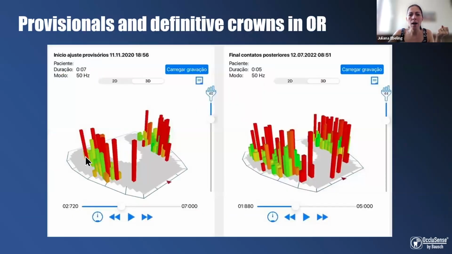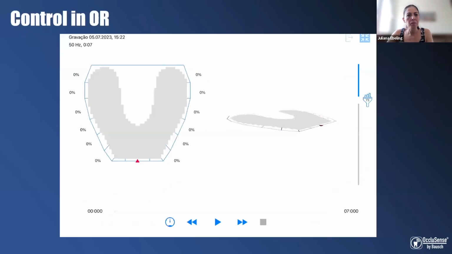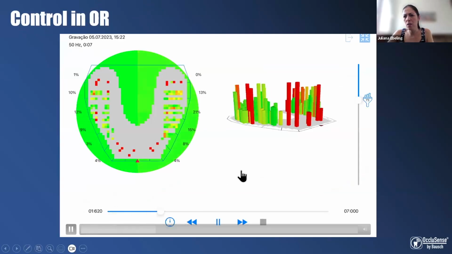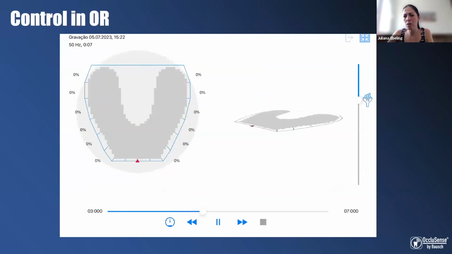And here is how I started with provisionals. Look, I have the same distribution, but I have a very balanced intensity between these contacts, and this is how we finished this case. This case is under control for 4 or 5 years, and we have the same distribution until now. This is the 1 year control of this case. Look, I have the same distribution.